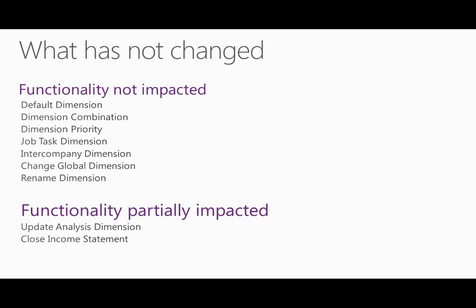Change global dimension. The change global dimension batch job is used when a user wants to exchange one or both of the global dimensions in the database. When you run the batch job, the system changes the value used before.